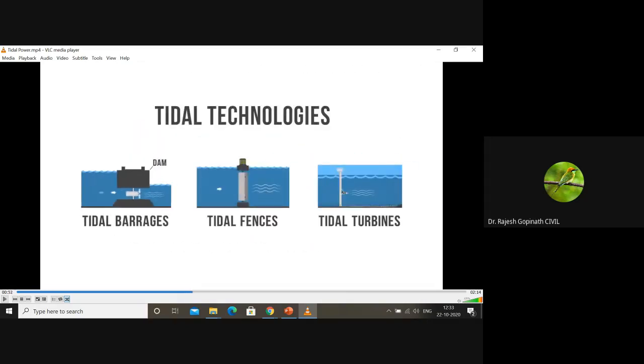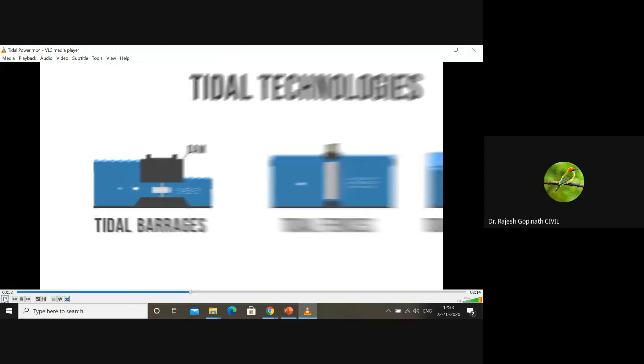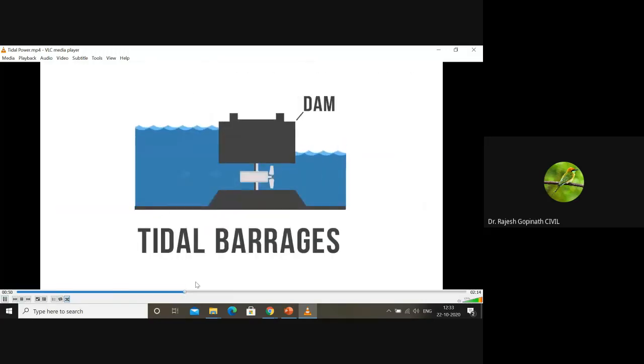Now, I want to play a small part of it once again. See, what is it we need to understand? We are trying to simulate the conditions of a dam on a smaller scale. Now, just try to imagine, this is a portion of your shore. This is a portion of your beach, okay?